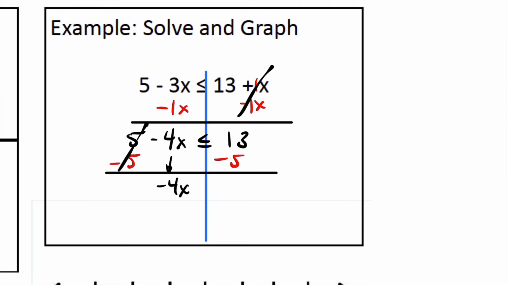Negative 4x is less than or equal to 8, right? So far, I haven't done anything I have never done before. Last step, divide by negative 4. But the golden rule says if I divide both sides by a negative, I have to flip the symbol. So the symbol's no longer going to be facing that way. It's going to be facing a different way. It's going to be facing this way.